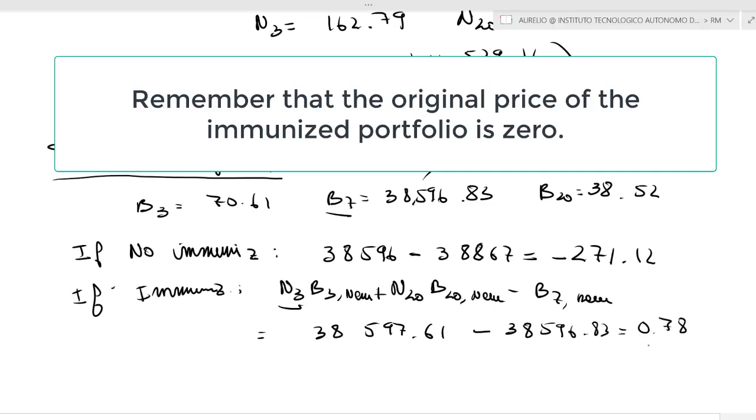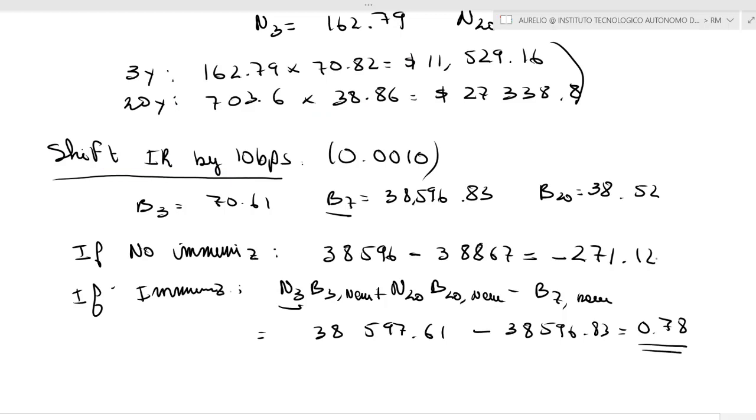So compare these two values, the 271 versus the 78 cents. The 78 cents is when we did the immunization. Basically, we wanted our portfolio to be neutral to changes in interest rates, and we achieved it. We did it because our portfolio only changed 78 cents. In the other case, it changed by $271 if we hadn't done our portfolio immunization.